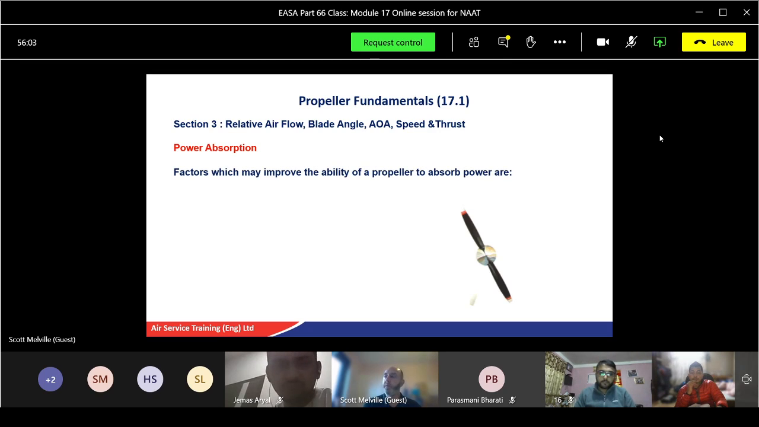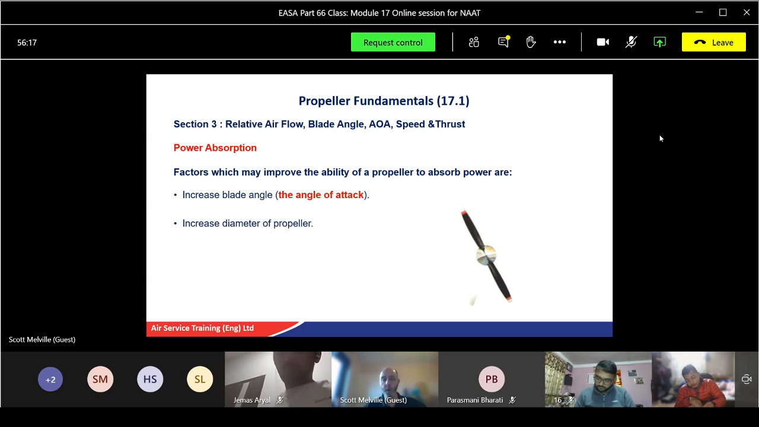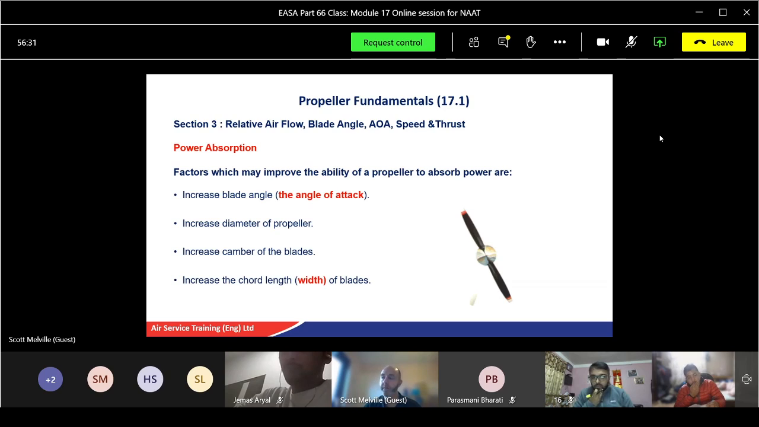The factors which may improve the ability of a propeller to absorb power are as follows. Increase the blade angle. In other words, increase your angle of attack. That can absorb more power. Increase the diameter of the propeller. Yeah, make it wider, make it longer. Increase the camber of the blades, so from the leading edge to the trailing edge, the actual size of the camber, the round part. Increase the chord length, the width of the blade. Yeah, so the distance from leading edge to trailing edge, we actually make the blade wider. So yeah, more air. However, the downside to that is you make it longer, you make it bigger, you make it heavier.